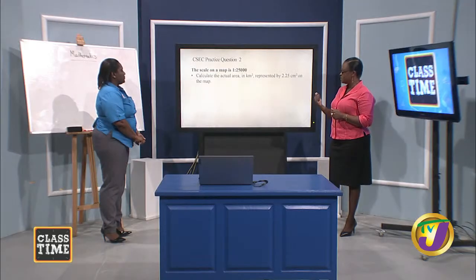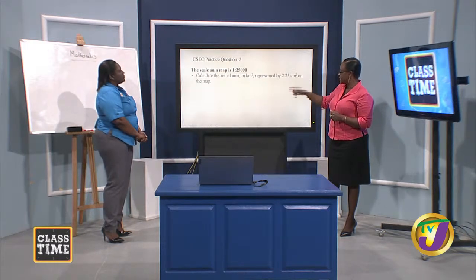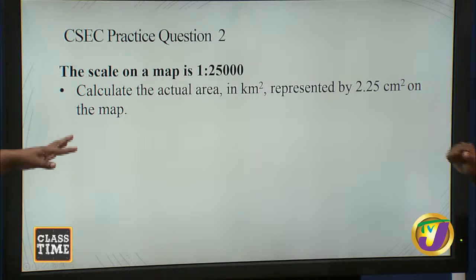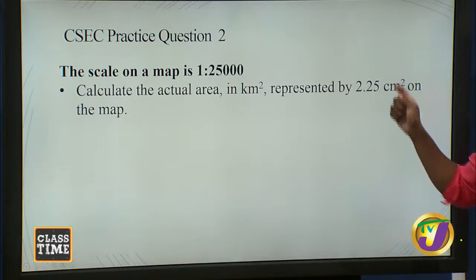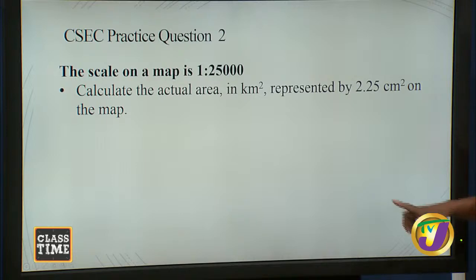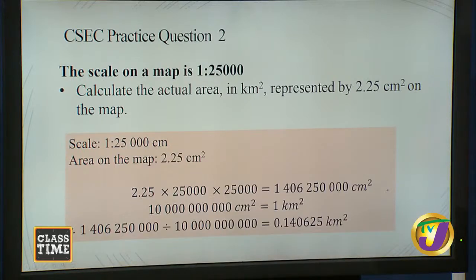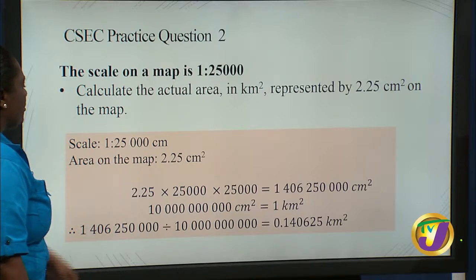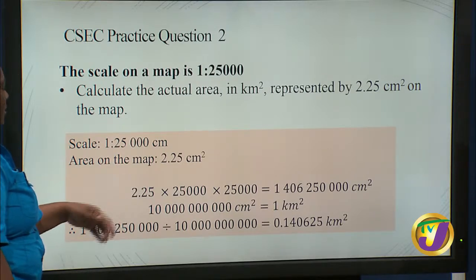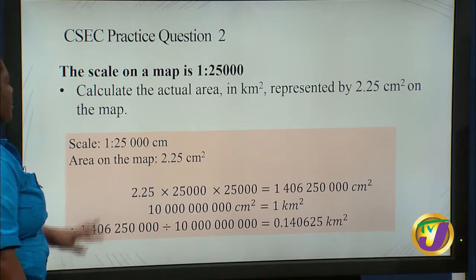Okay, so I have that information. I also have the scale, and you have the distance on the map. I have to find the actual area. So take us through. The scale is given as 1 centimeter to 25,000 centimeters. The area on the map is also given, and that's 2.25 square centimeters.